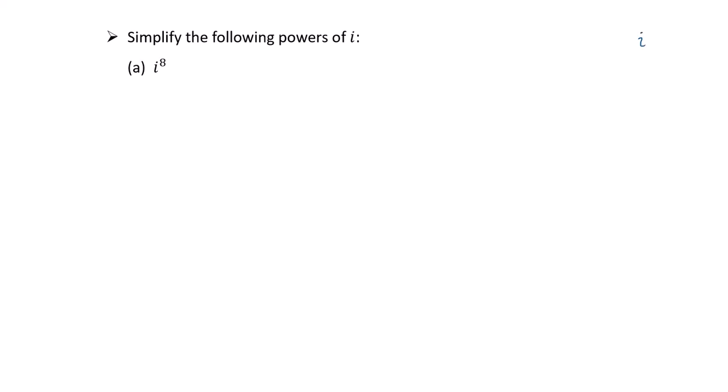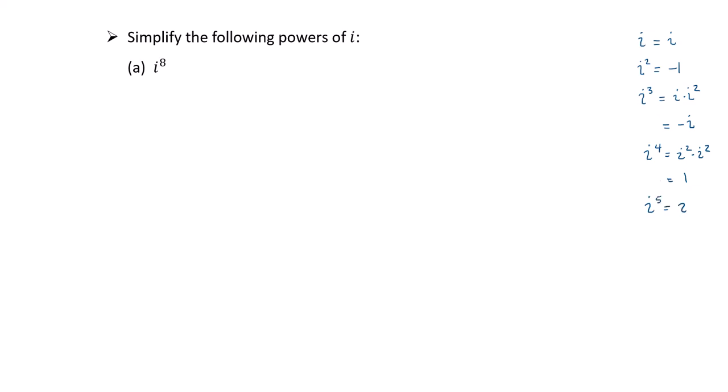First, let's look at a pattern. I know that i is the square root of negative 1. i squared is negative 1. But what is i cubed? i cubed will be i times i squared. So it turns out that i cubed is negative i. i to the 4th could be viewed as i squared times i squared, which is negative 1 times negative 1, which is 1.